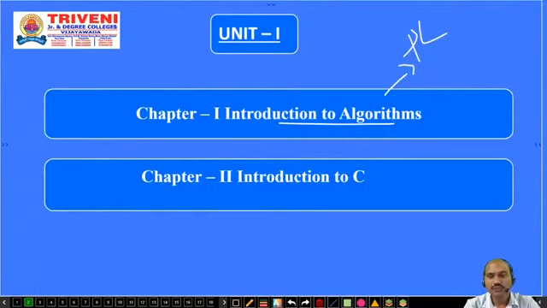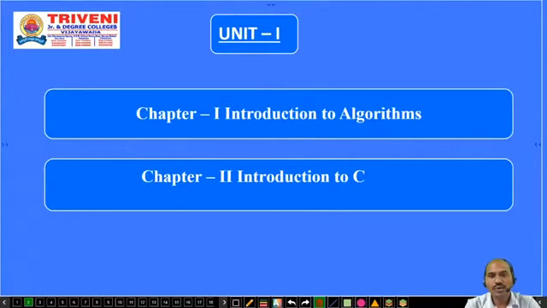The next one is the flowchart. A flowchart is a diagrammatic representation of the algorithm. So first we discuss the algorithm. What is meant by an algorithm? An algorithm is a set of step by step instructions performing a particular task or a particular program.